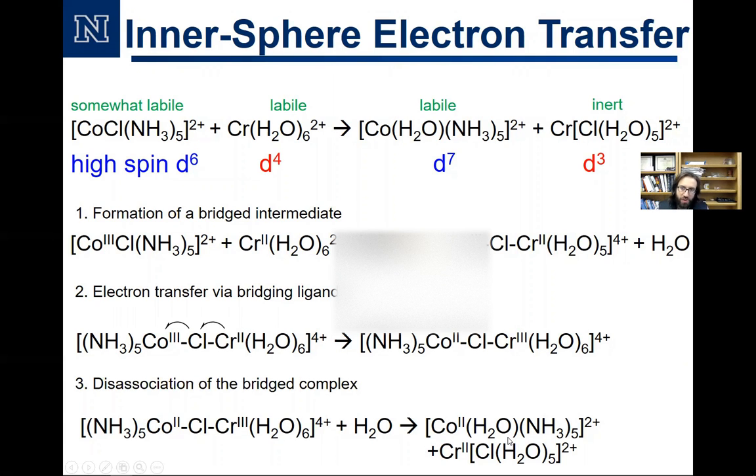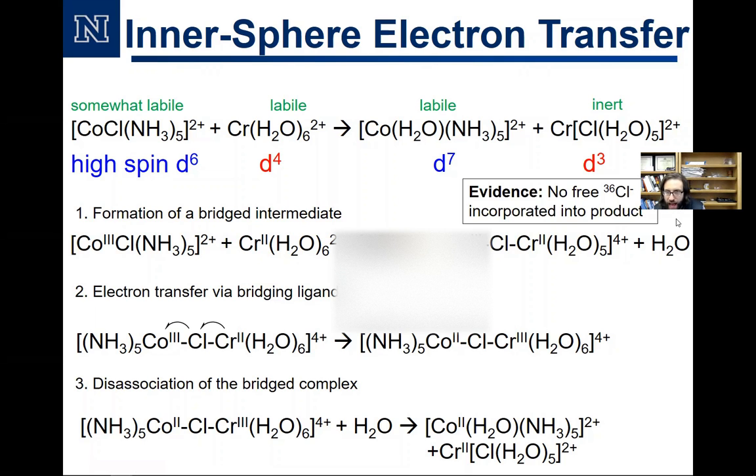So electron transfer through the bridge, that's really the key step, and it's kind of neat. How do we know that this happens? How do you know if you have a mechanism that is occurring through an inner sphere process? The best way that you can know is by doing an isotopic labeling experiment.